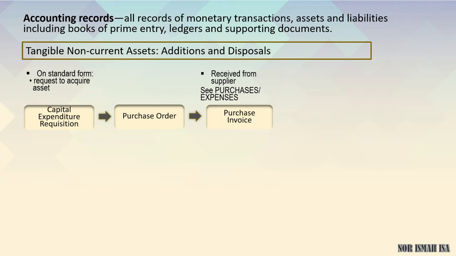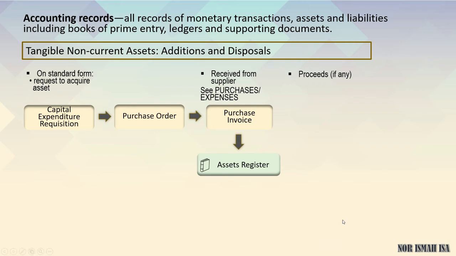This is a purchase invoice related to the non-current asset. From the invoice, the business will update the assets register, stating the details about the non-current asset, location, serial number, and so on.